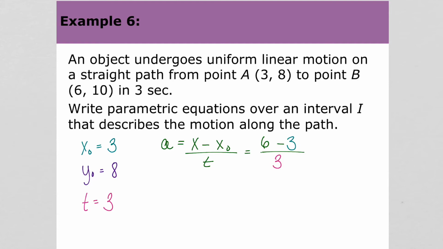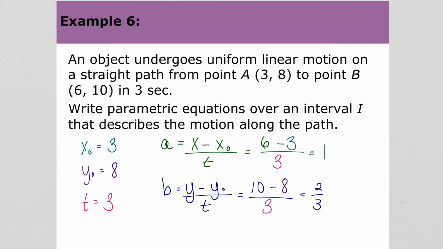And then we want to find b. So b would be the second y value minus y naught over t. So 10 minus 8 over t, that's 3. And then we'll simplify these guys. So 6 minus 3 is 3. 3 over 3 is 1. 10 minus 8 is 2. 2 over 3 is 2/3.